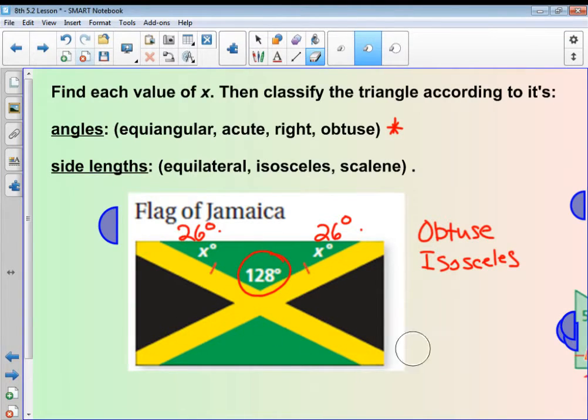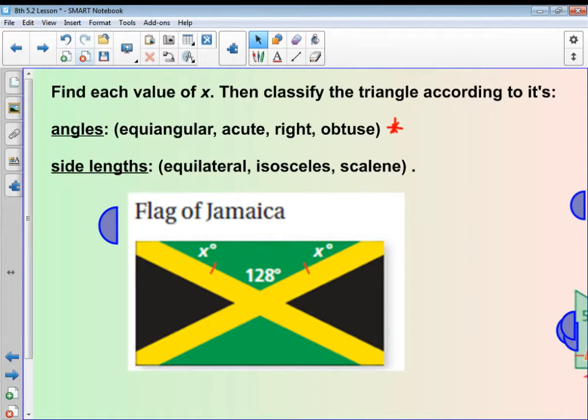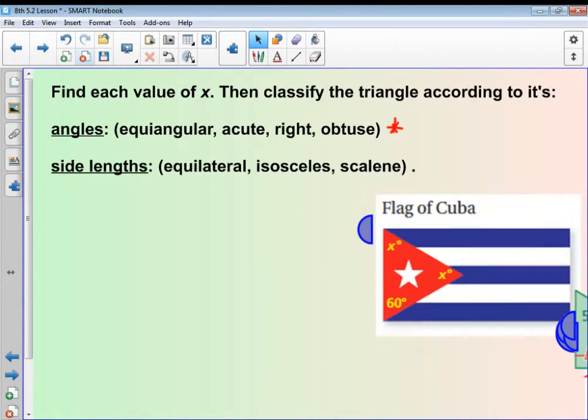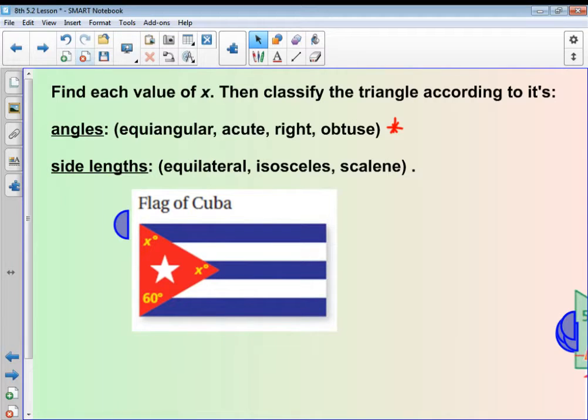Okay, so I'm going to give you one more to go ahead and try. Okay, so go ahead and try this one. I want you to go ahead and solve for x and then name this triangle according to its angles and its side lengths. So go ahead and pause your video and work your way through this one.